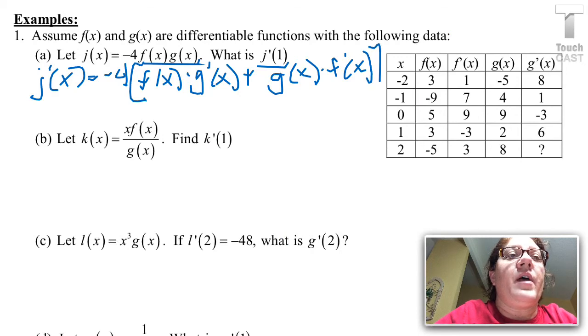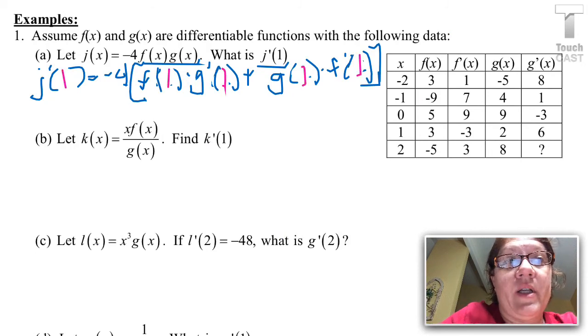And so now that I've got that all established, I'm ready to find j prime of 1. So watch this. Okay, do not do what I just did. You need to rewrite that entire expression underneath the one that I just wrote. I was being lazy because I don't have a whole lot of room.